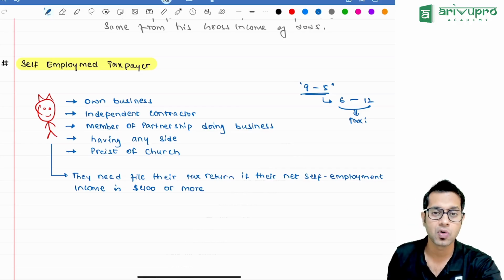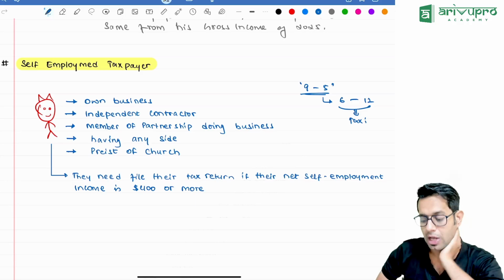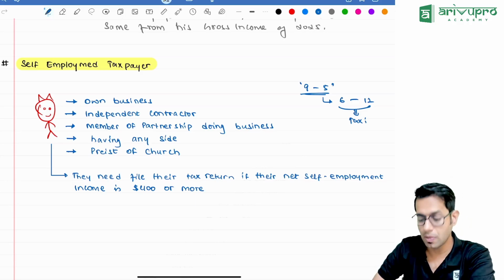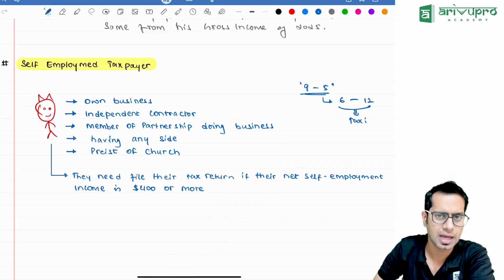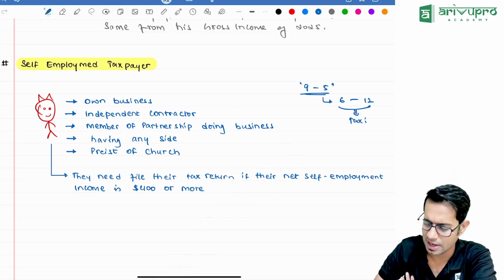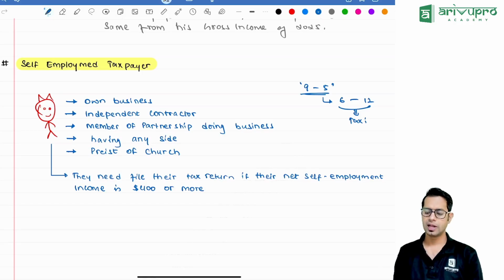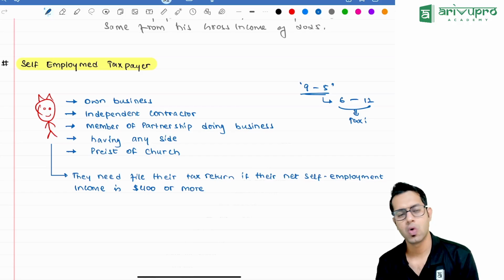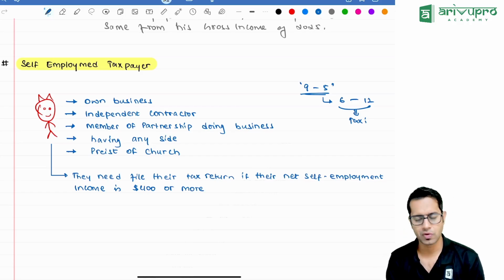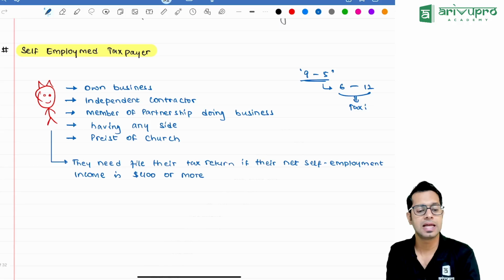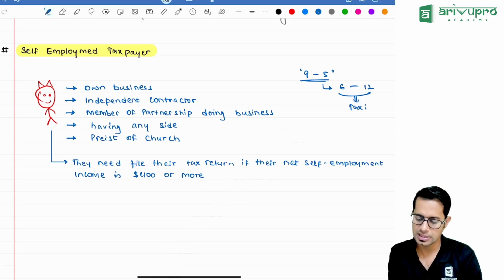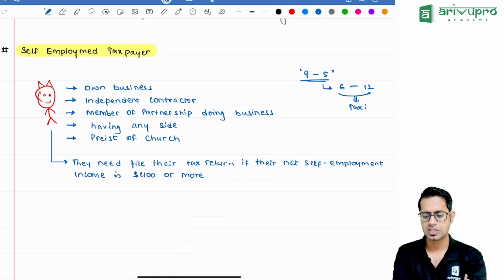For them, that 14,600 criteria is not there. For them, the criteria is that if their income is $400 or more, they will have to file their tax return. I think in the last session or in that class also, we had discussed this particular point. So this is self-employment income, and these are called self-employed taxpayers.